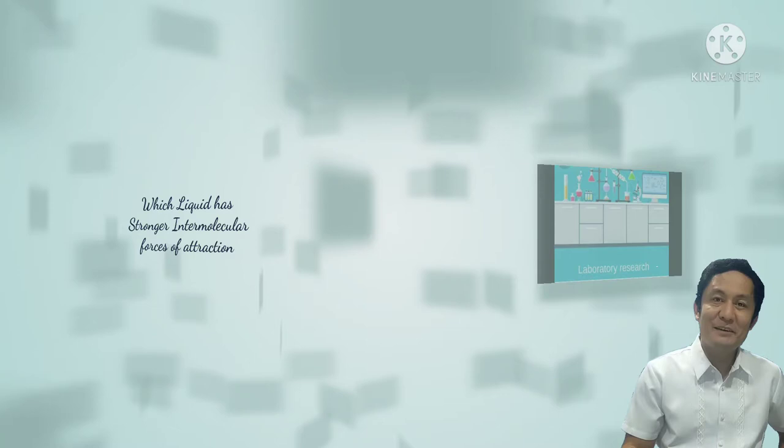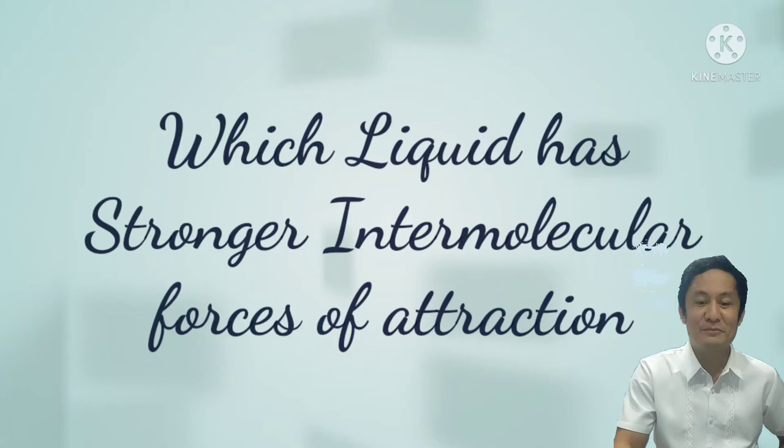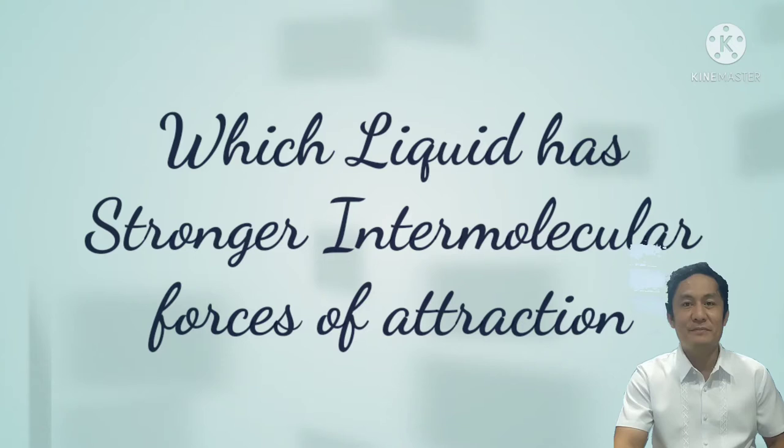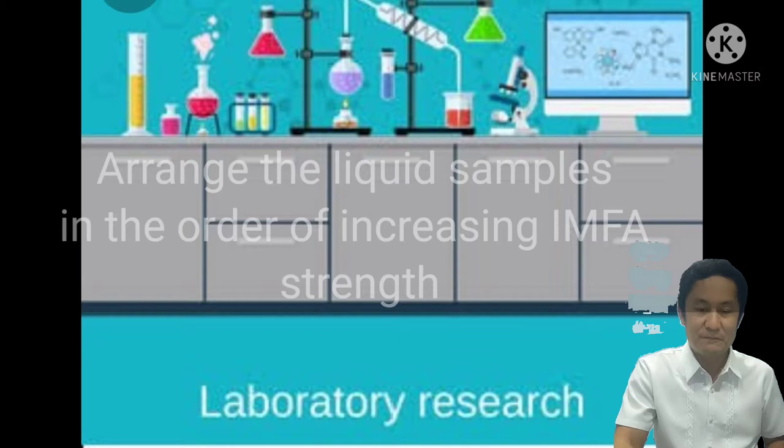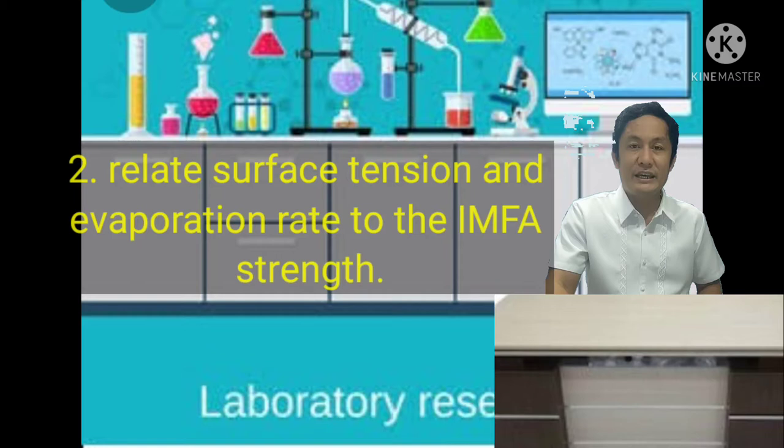Our activity for today, activity number 3: which liquid has stronger intermolecular forces of attraction? There are 2 objectives of this activity. Number 1, arrange the liquid samples in the order of increasing intermolecular force strength. And relate surface tension and evaporation rate to the intermolecular force strength.